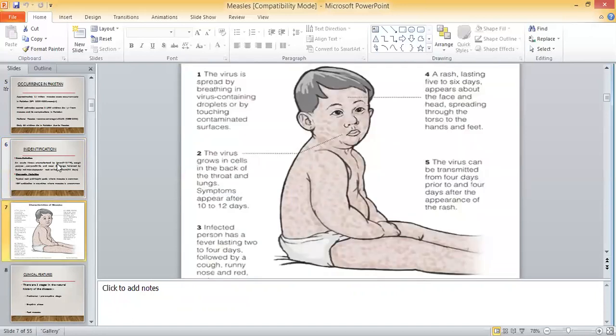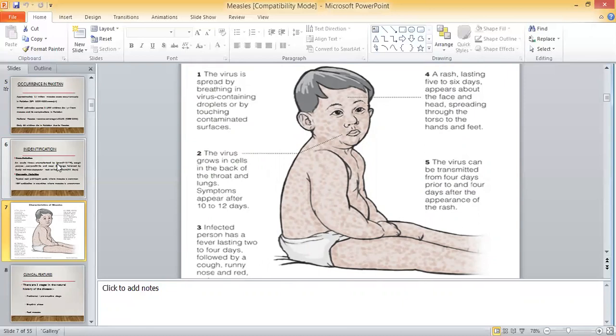Some of the characteristics of the virus: it spreads by breathing in virus-containing droplets or by touching a contaminated surface. It can be transmitted through droplets, and whenever an infected child touches any object and other children use it, it can be transmitted through the objects also. The virus grows in cells of the back of the throat and lungs. Symptoms appear 10 to 12 days after exposure.